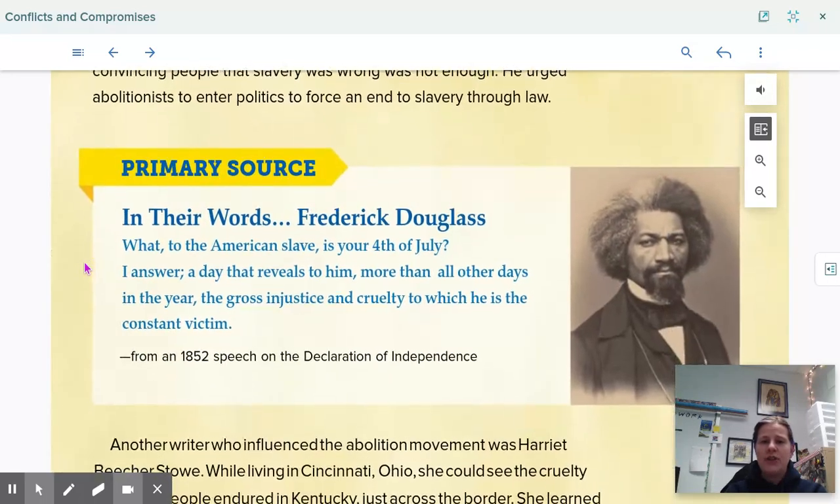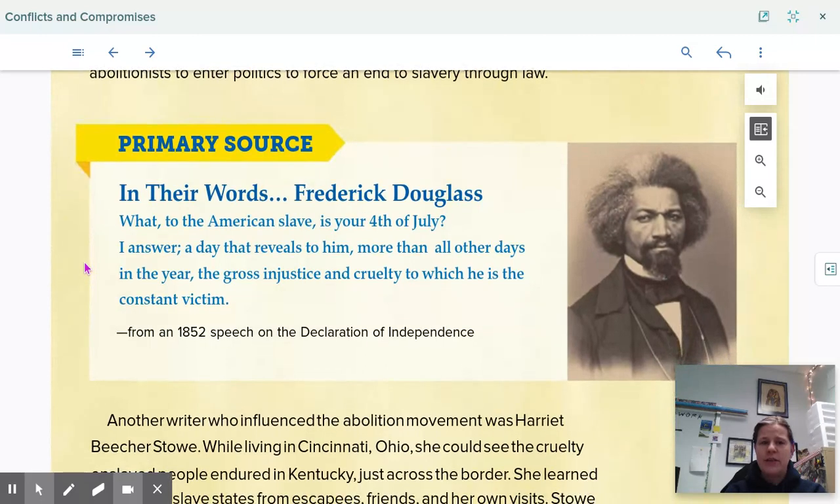So here's a picture of Frederick Douglass, and we have a primary source here. Primary meaning it's coming straight from the words of Frederick Douglass, who lived during the times. In their words, Frederick Douglass: "What to the American slave is your 4th of July? I answer, a day that reveals to him, more than all other days in the year, the gross injustice and cruelty to which he is the constant victim." From an 1852 speech on the Declaration of Independence.